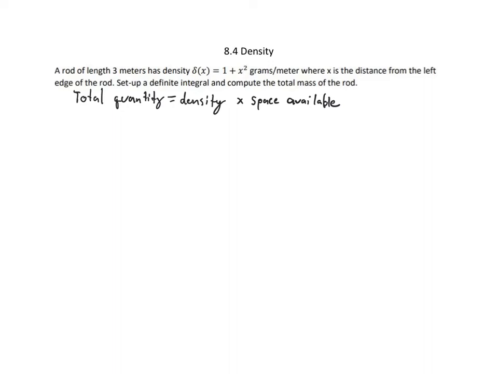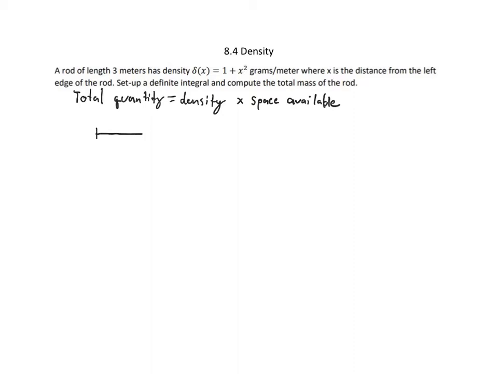Okay, in 8.4 we were working with density, and the way we use density is actually to help us find the total quantity of something, whether it be a population or a mass or something along those lines. But the way you compute total quantity is you take density and you multiply it by the space available. So in this example, it says a rod of length 3 meters has a density d of x equal to 1 plus x squared grams per meter, where x is the distance from the left edge of the rod. Set up a definite integral and compute the total mass of the rod.